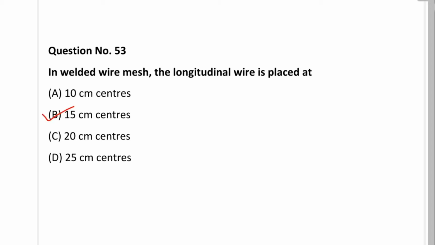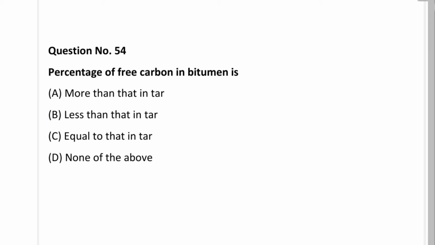15 cm centers. So next question, the percentage of free carbon in bitumen is: A. more than that of tar, B. less than that of tar, C. equal to that in tar, D. none of these. So the correct answer is less than that in tar.